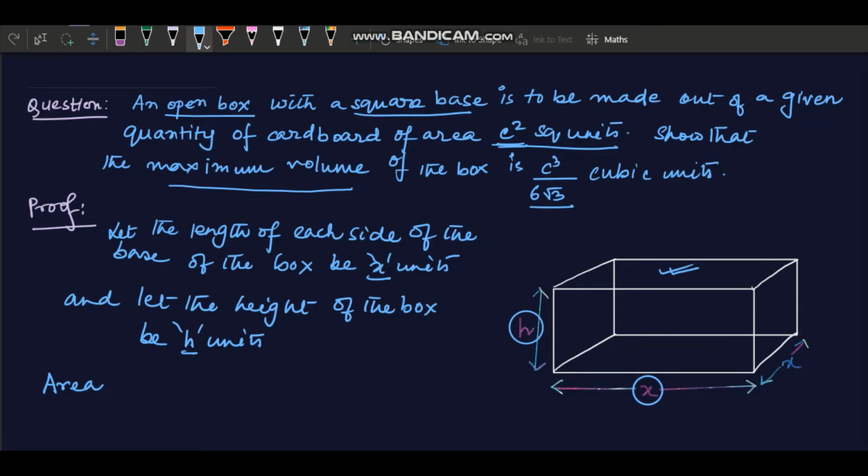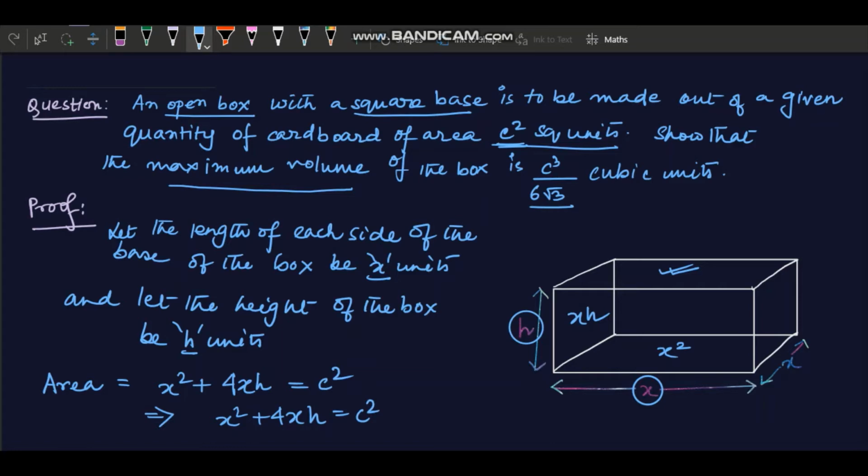So what is the area of the base? The area of the base is just x into x, that is x square, and area of each of the 4 remaining walls will be xh. So area of the box will be x square plus there are 4 walls, each of area xh. So it is going to be 4xh, and this is equal to c square since this is given to us. That means we have x square plus 4xh equal to c square.